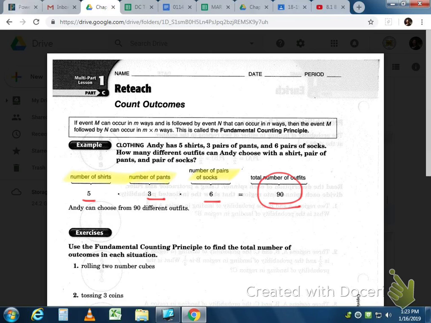90 different outfits. All right, 90 different outfits. And I'll be honest, if I was going somewhere, I don't think changing the socks would change my outfit, but according to this, it does. So I probably would say maybe I'd only do the shirts and the pants. I'm not sure that I really consider the socks changing it, but you never know. Anyway, the whole point of this is you're multiplying all the choices together. That's all we're doing.